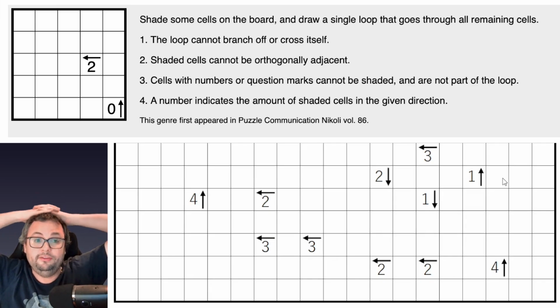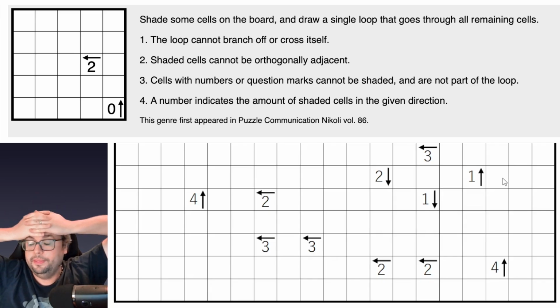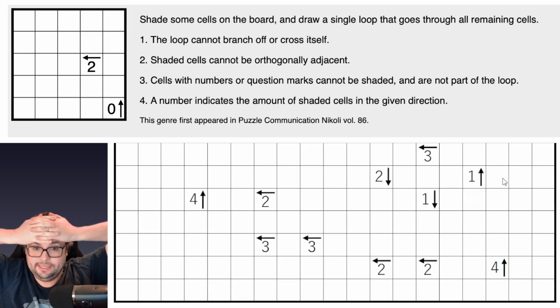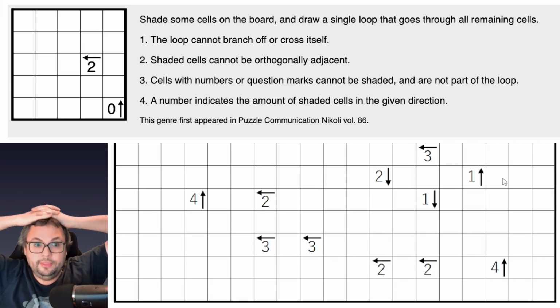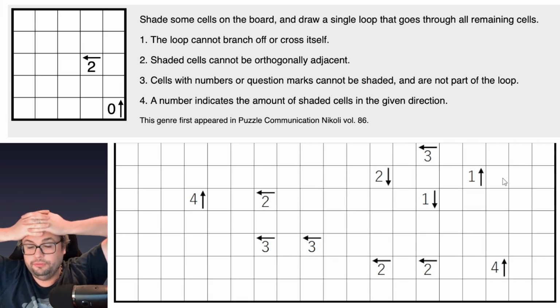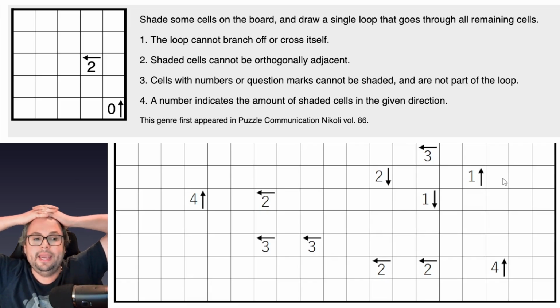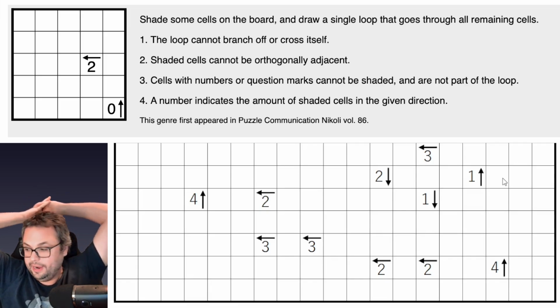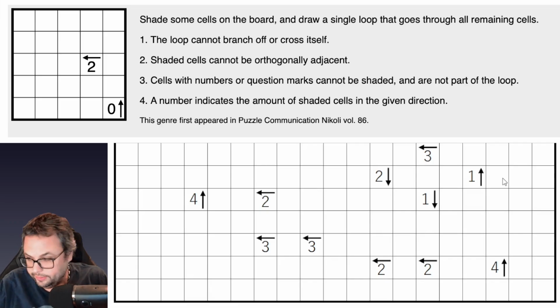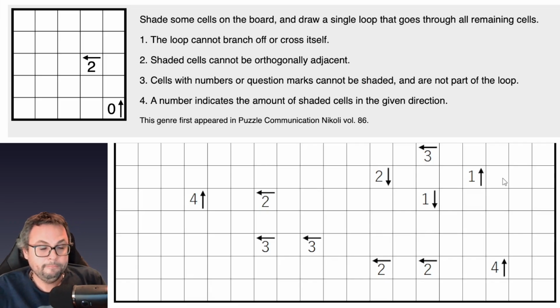So we need to shade some cells on the board and draw a single loop that goes through every unshaded cell, not counting clues, by the way. The loop cannot branch or cross itself, so it's a loop. It does loopy things. You cannot make any two shaded cells orthogonally adjacent. That is a common rule in a lot of these sorts of things. So they can't touch. Cells with numbers or question marks cannot be shaded and are not part of the loop, so your loop does not go through those.